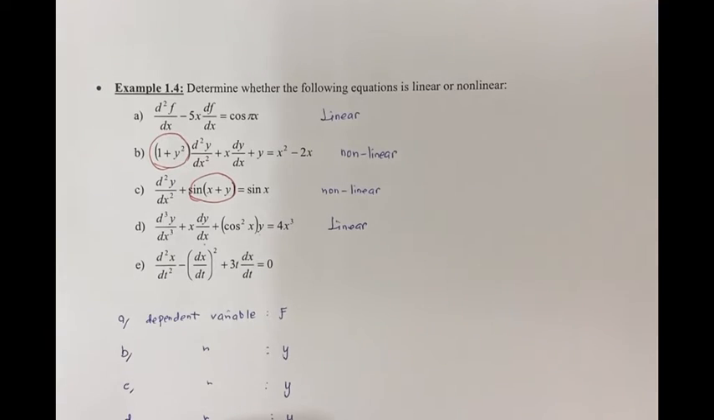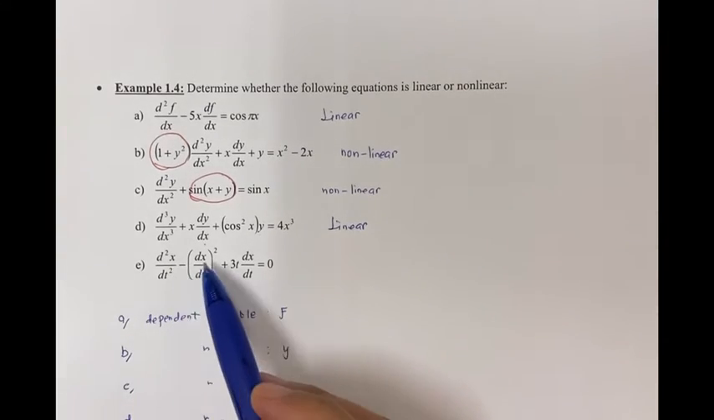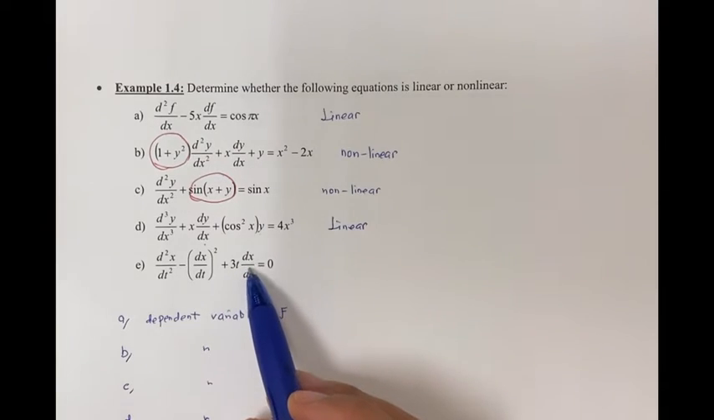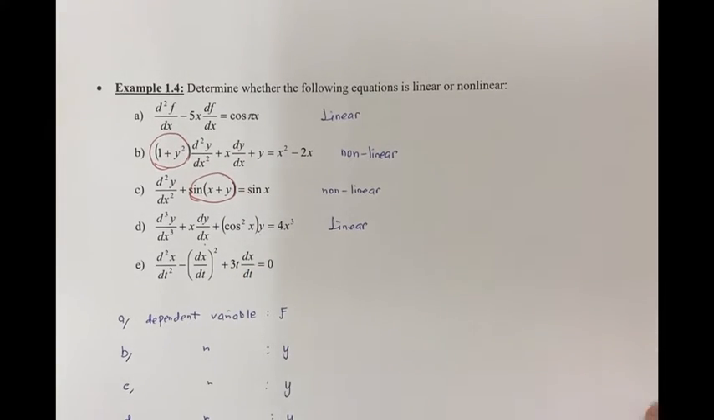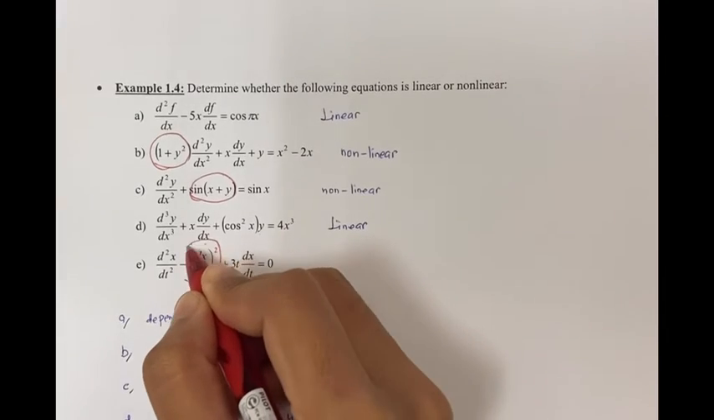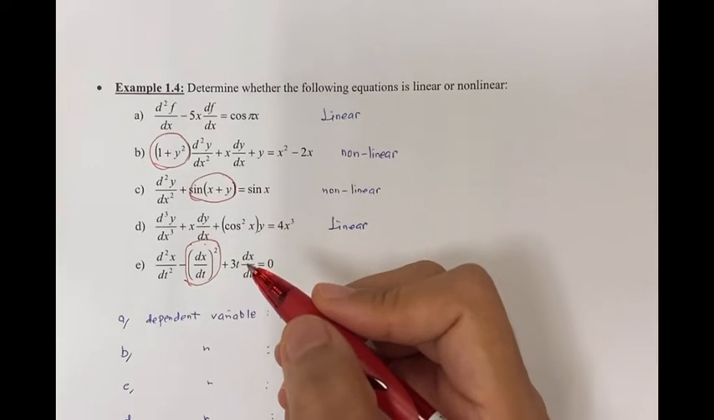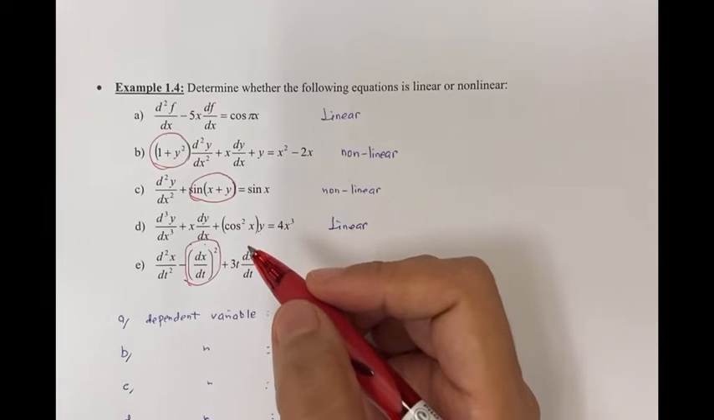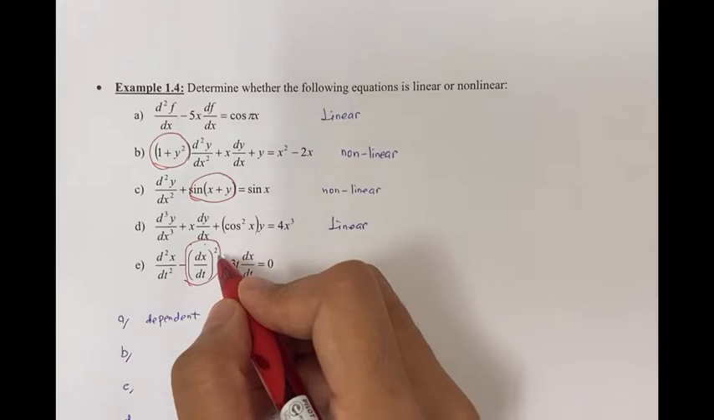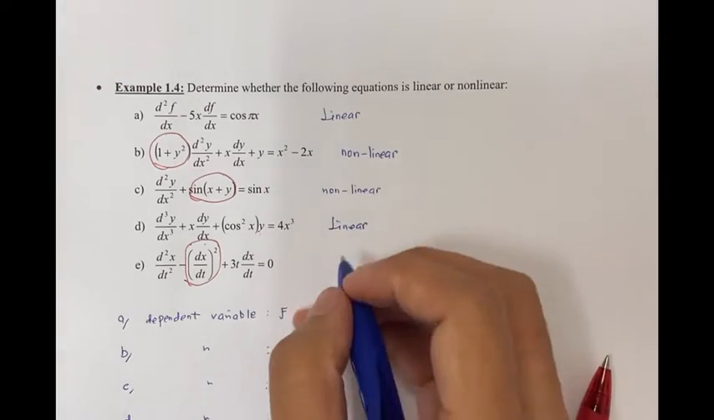Last but not least, we have E. The dependent variable for E is x. We have d square x over dt square minus dx over dt square plus 3t dx multiplied by dt. Obviously, this is dx over dt to the power of 2. So it violates the second condition: the derivative should not be raised to a power, but here the derivative is raised to power 2. So it is non-linear.